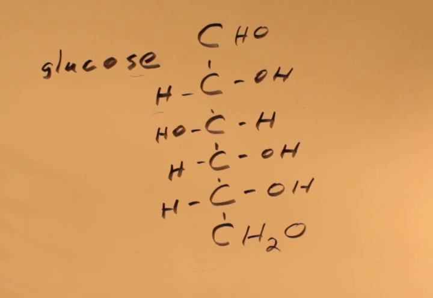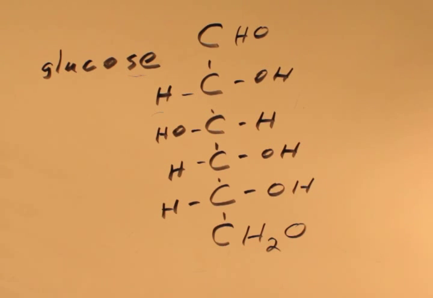The common carbohydrate in our world is glucose. Glucose is a 6-carbon sugar. It's very common. They say that 30% of the biomass on the planet Earth is glucose. So we'll see how that's possible.